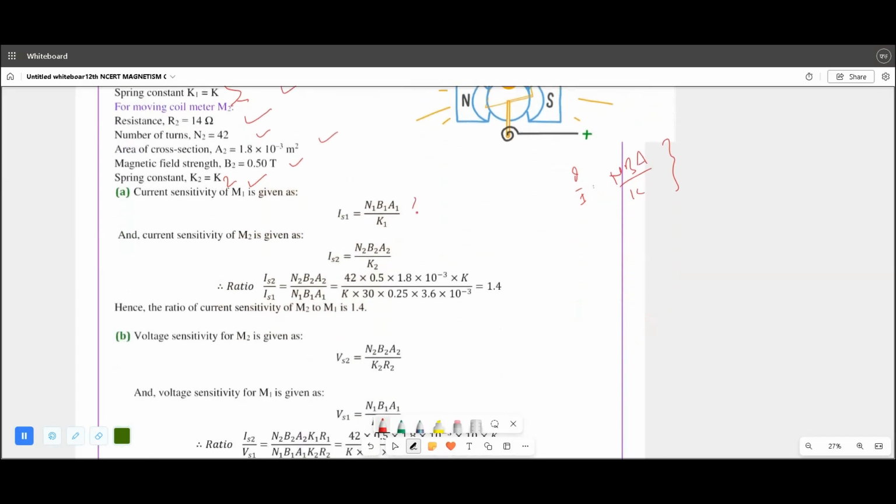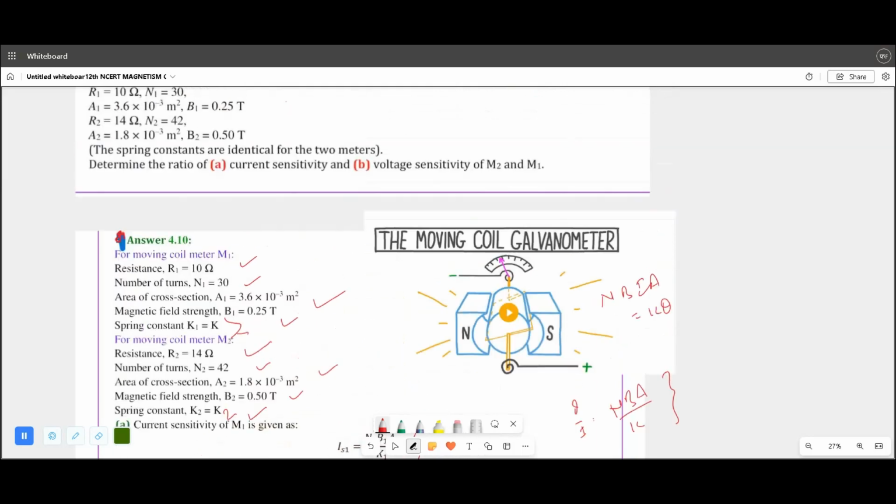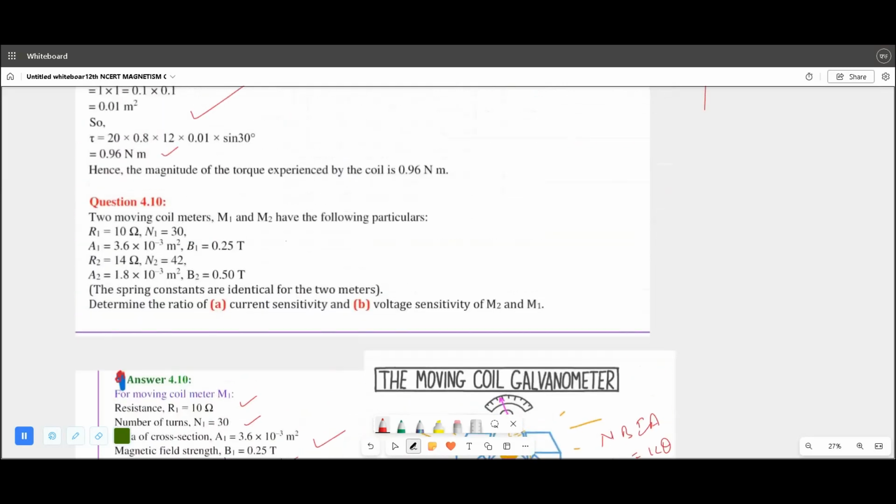That will be this, using this formula, and the current sensitivity of galvanometer 2 will be this. So the ratio will be N2 B2 A2 by N1 B1 A1, right? Because K1 and K2 are cancelling out each other. I think somewhere in the question they are saying spring constants are same. Let me read it. Identical, yes, this is given. So they have given that K1 is equal to K2 is equal to K, right? So that gets cancelled out.